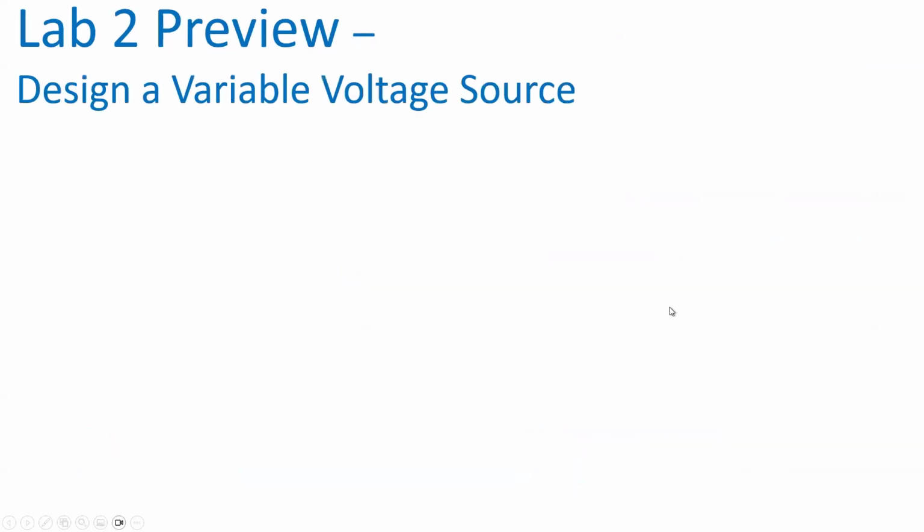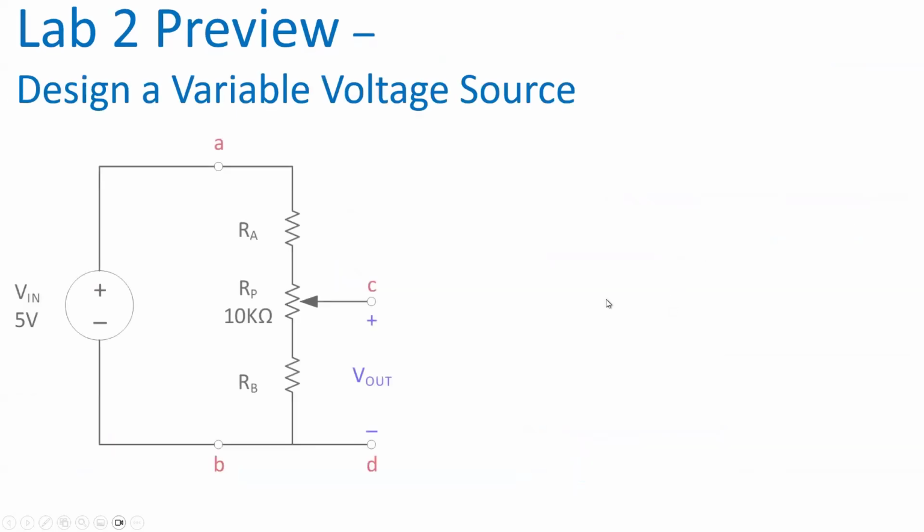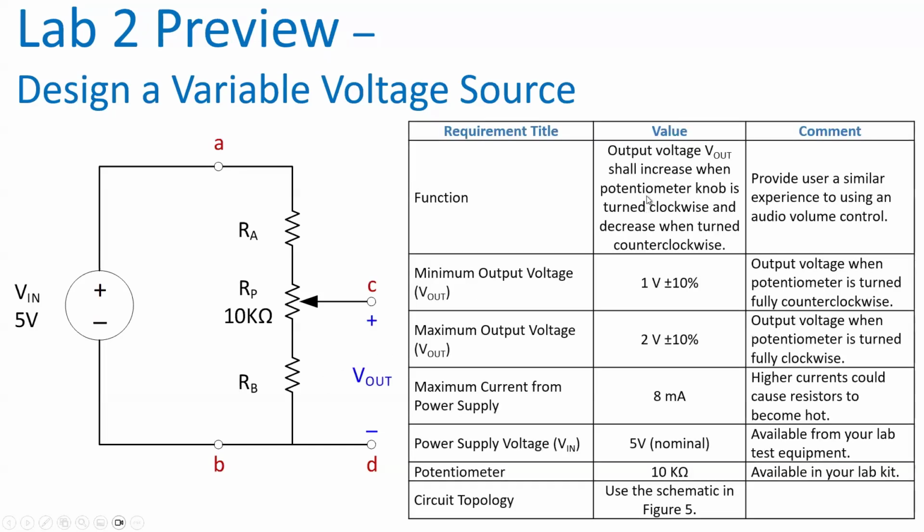And then you're going to design and build a variable voltage source. So here is that circuit that looks a lot like that last slide we talked about with the potentiometer. This circuit, though, has the potentiometer and 2 extra resistors on the top and the bottom of the potentiometer in the circuit. And so you want V out to be a variable voltage, and you have some requirements here.